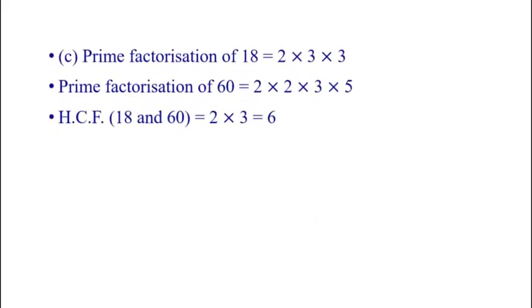Next, we have to find the SCF of 18 and 60. So prime factorization of 18 is 2 into 3 into 3 and prime factorization of 60 is equal to 2 into 2 into 3 into 5. So SCF is 2 into 3, which is equal to 6.